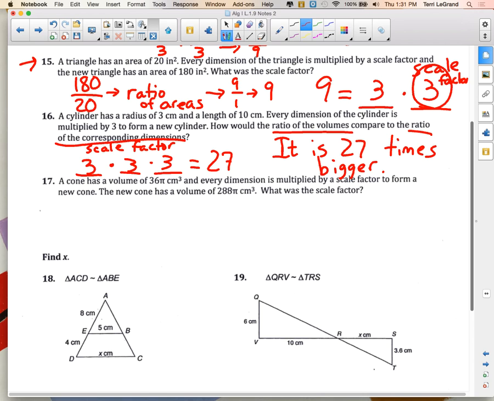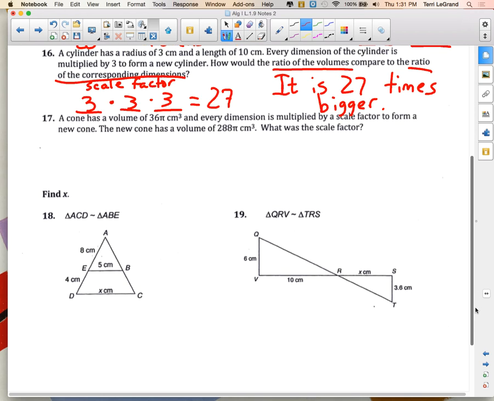Okay, and number 17. 3-dimensional or 2-dimensional? A cone has a volume of 36 pi centimeters cubed, and every dimension is multiplied by a scale factor to form a new cone. The new cone has a volume of 288 pi. What was the scale factor? So can we set up a ratio of volumes? Can we do that? Because they gave us that, right?